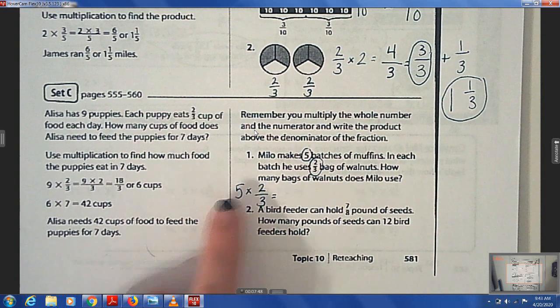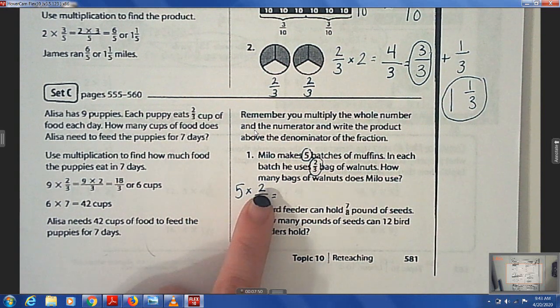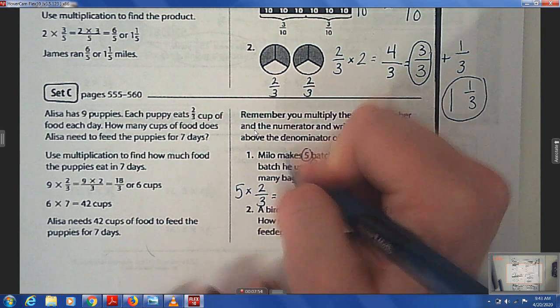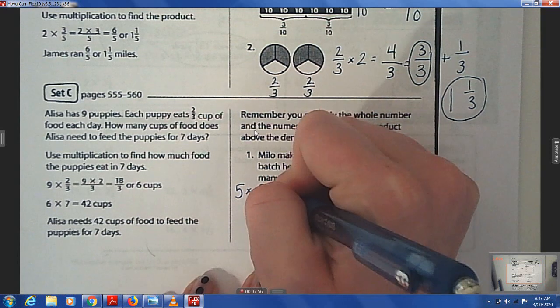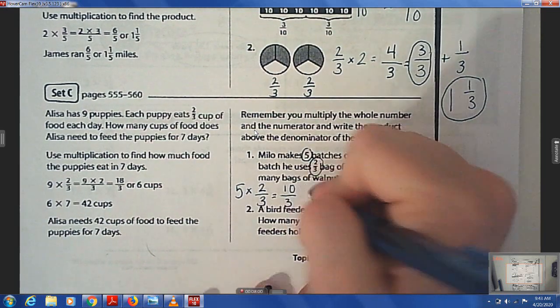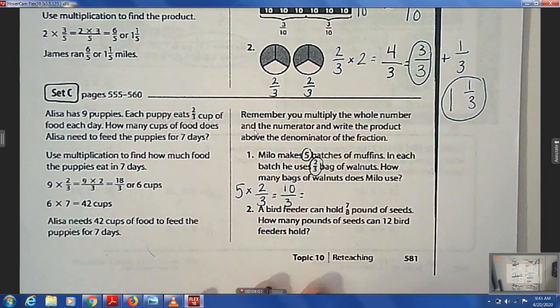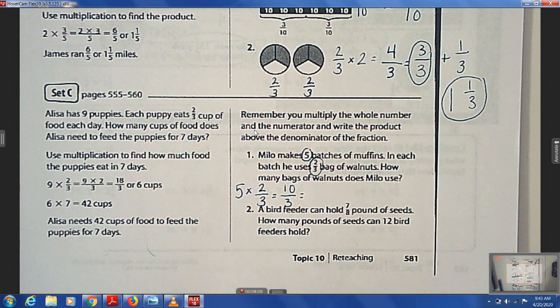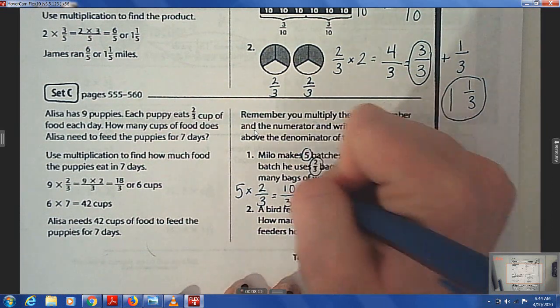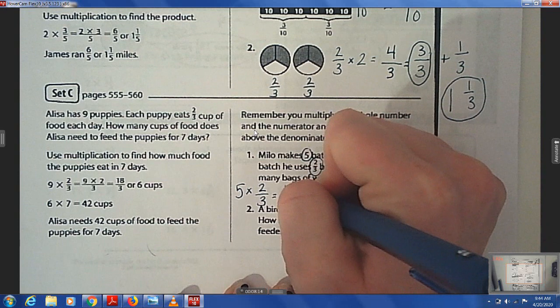So we take our whole number and multiply by the numerator of the fraction. So 5 times 2 is 10 over 3, which is 10/3. And then we can decompose that fraction into the amount of 1 whole we can make in order to create our mixed number. So my denominator is 3, so 3/3 would be 1 whole.